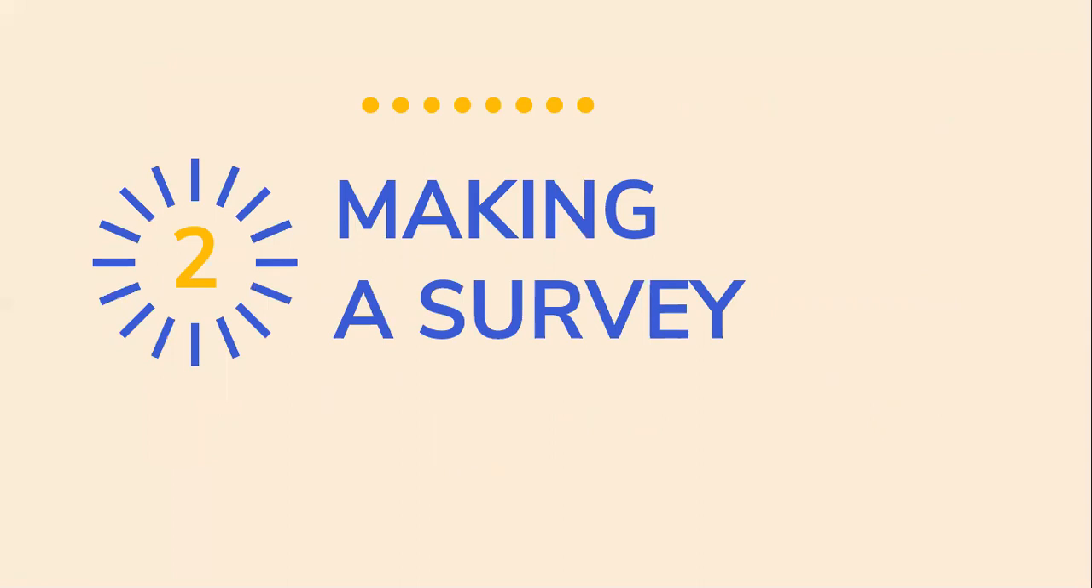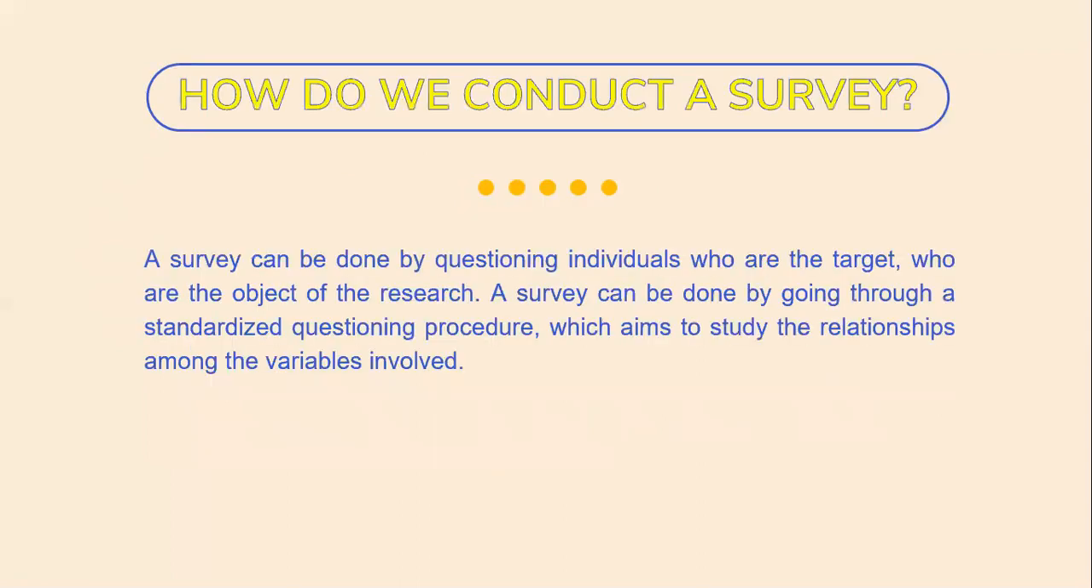And the next is making a survey. How do we conduct a survey? The survey can be done by questioning individuals who are the target, who are the object of the research. A survey can be done by going through a standardized questioning procedure, which aims to study the relationships among the variables involved.